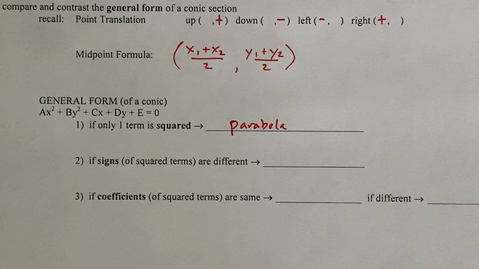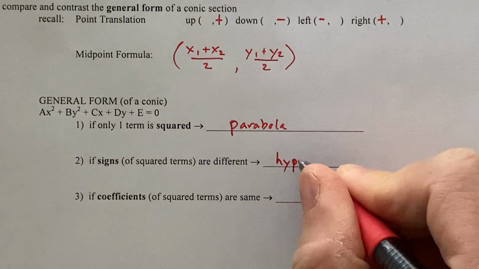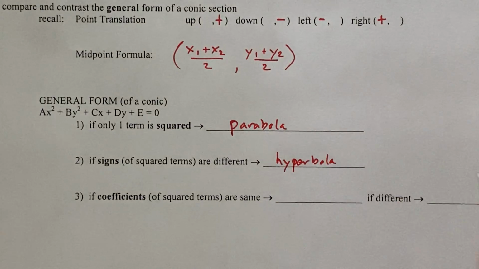Then the next thing is, if both letters are squared, we're going to take a look at the signs. If they are different, it has to be a hyperbola. Okay, remember, the difference between a hyperbola and ellipse is literally one sign change. One of the fractions is negative while the other is positive, whereas for an ellipse, they were both positive. So if one is negative, one is positive, if the signs are different, it must be a hyperbola.